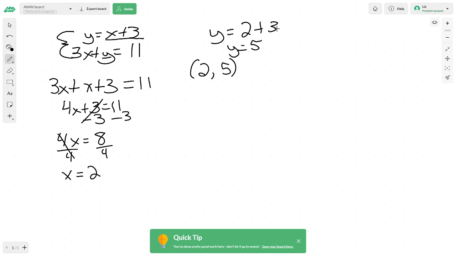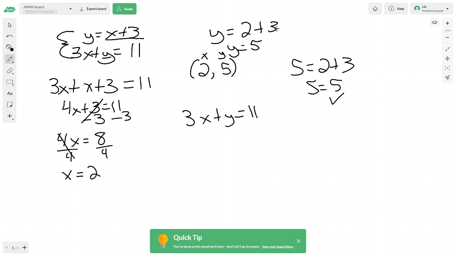So if I want to check my work, which is not a bad idea because I did a lot of things here, I can plug this ordered pair into both of these equations to make sure I got the correct answer. Remember, this is my x value, this is my y value. So the first one, 5 equals 2 plus 3. 5 equals 5, perfect.